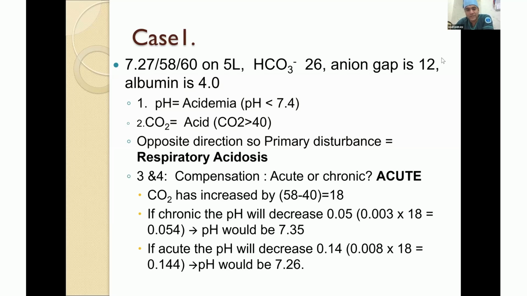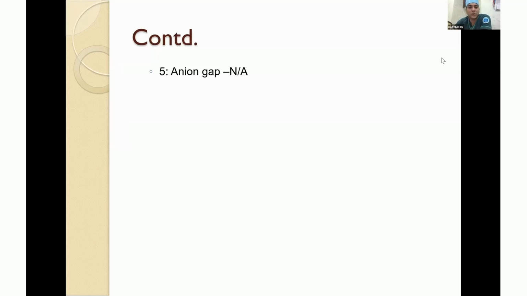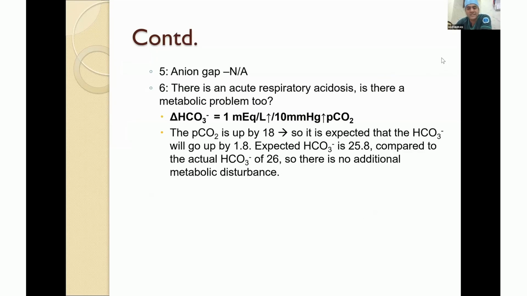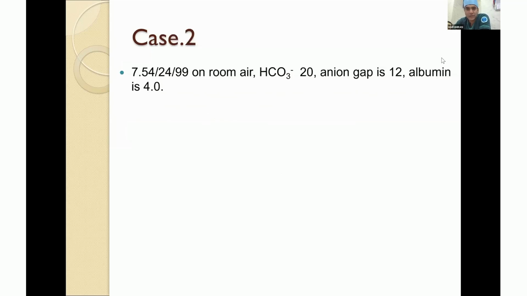Then you look for the compensation. So for compensation, it is whether chronic or acute. If acute, 0.008 into the delta change in PCO2. Delta change is how much, 58 minus 40, that is 18. So you multiply 18 by the factor and the value of pH in acute will be 7.26. So this seems to be an acute problem. Okay, just looking at the formulas. So this is the change. So this is the case of respiratory acidosis.